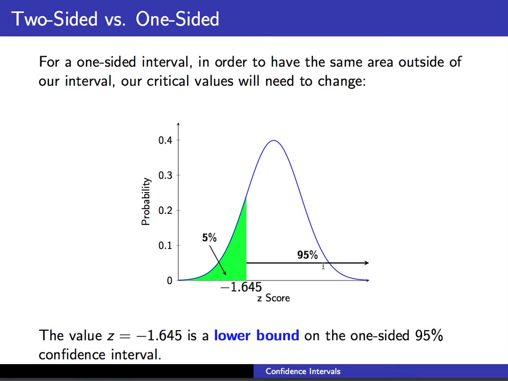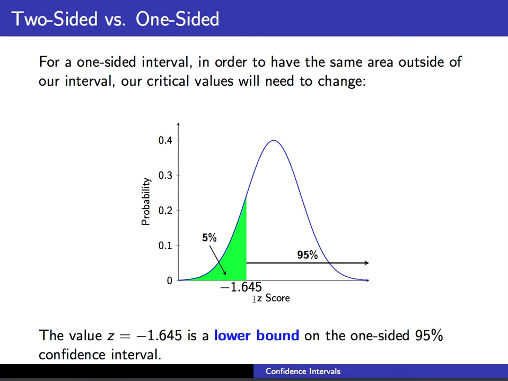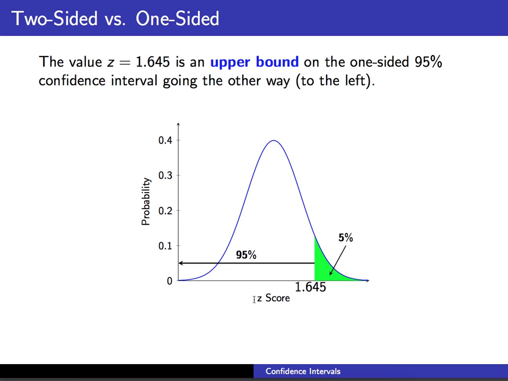So notice when the confidence interval is no longer two-sided, we went from negative 1.96 now to negative 1.645. Likewise, if it's going to the right, if this area here is to the right where it's 5%, then 95% of the data is going to be to the left of that, and that has a z-score of positive 1.645. So this positive 1.645 is an upper bound for this 95% one-way or one-sided confidence interval.